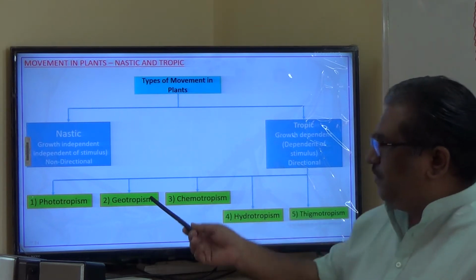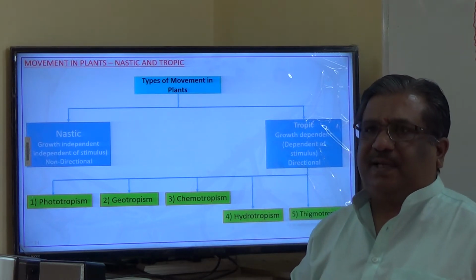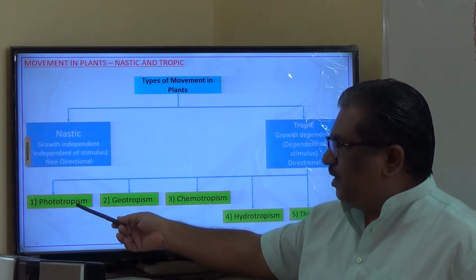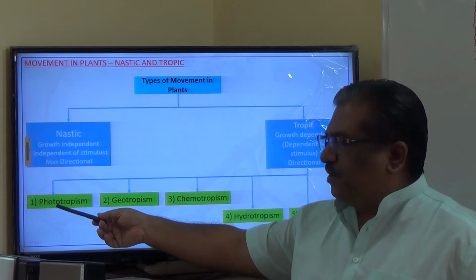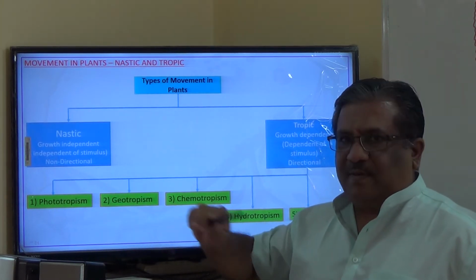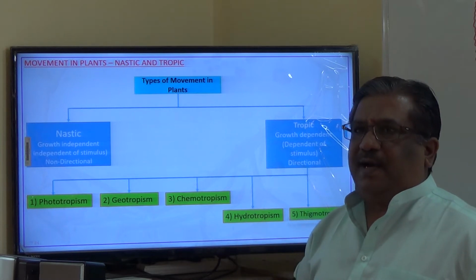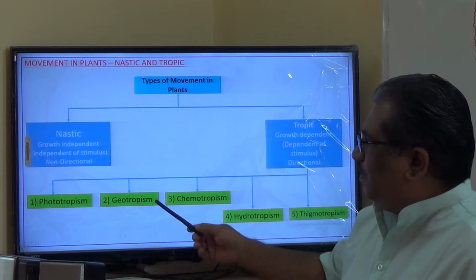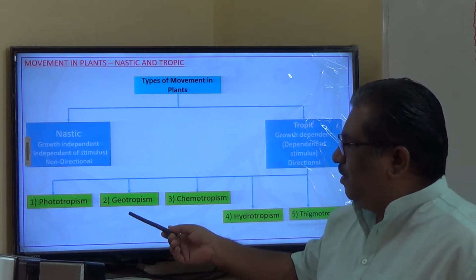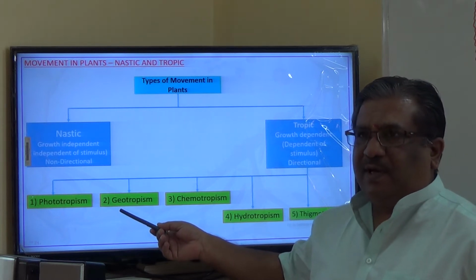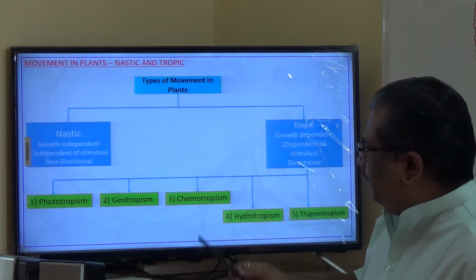So tropism refers to the response of a plant for a particular stimulus. As the name suggests, photo means light. The response of a plant for a light is called phototropism. The movement shown by the plant for the stimulus light is phototropism. The plant movement with respect to the stimulus Earth's gravitational pull or gravity is called geotropism.